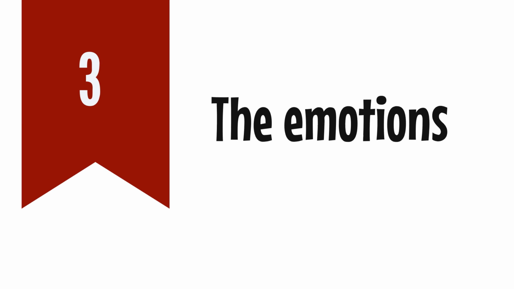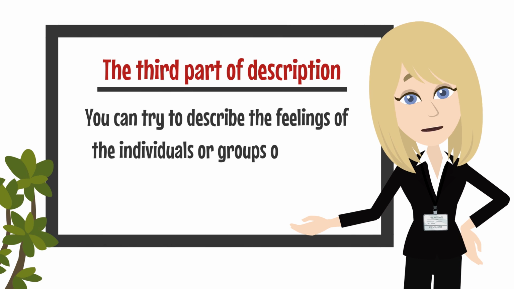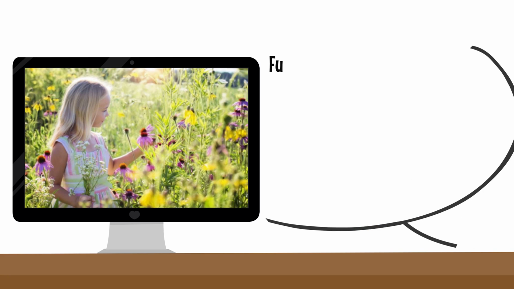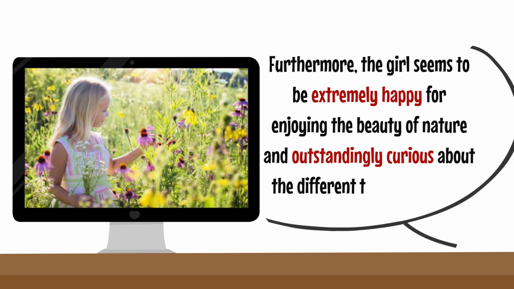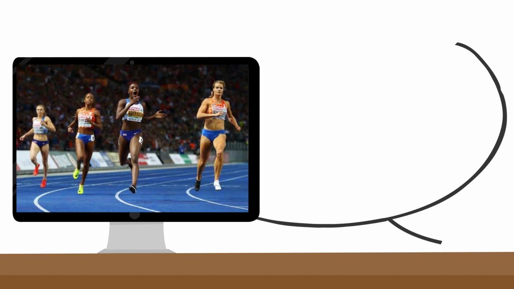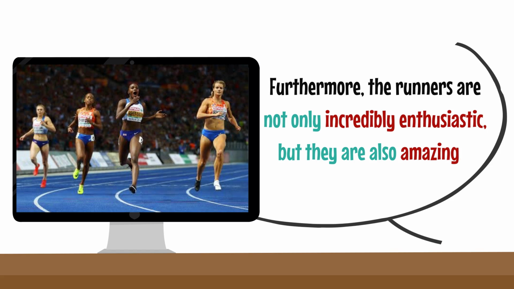Coming now to the third component in your answer, the emotions. In this part, you should try to describe the feelings of the individuals or groups of people depicted in the photo. You can start this sentence by saying, furthermore, the girl seems to be extremely happy for enjoying the beauty of nature and outstandingly curious about the different types of flowers. Or you can use a more advanced structure like not only but also. Furthermore, the runners are not only incredibly enthusiastic, but they are also amazingly persistent.